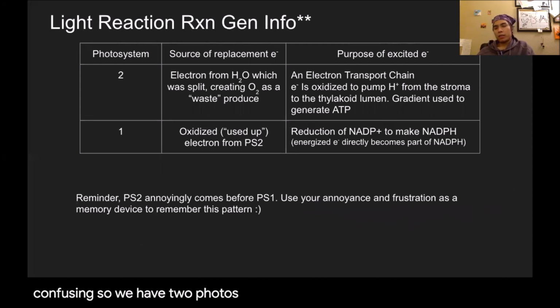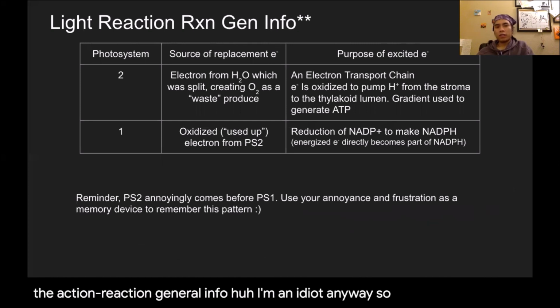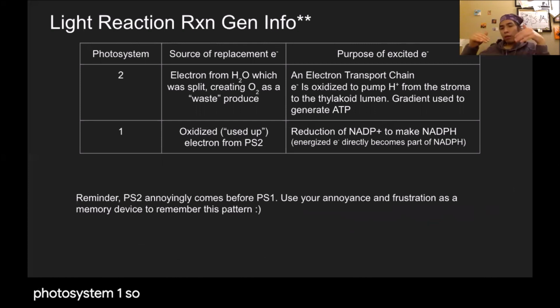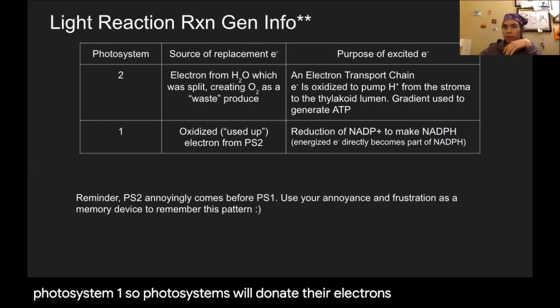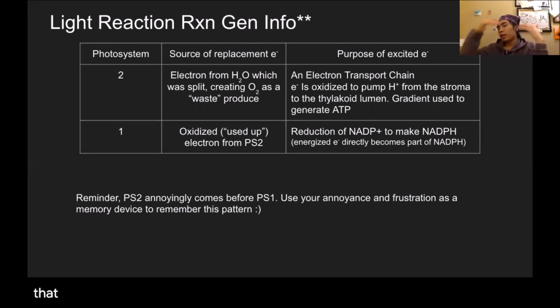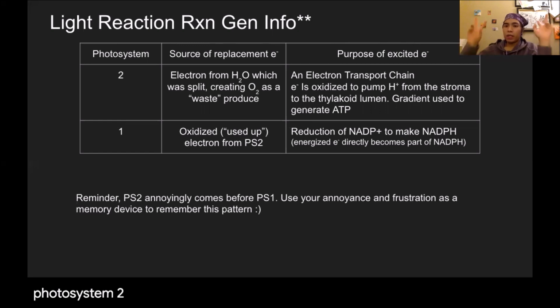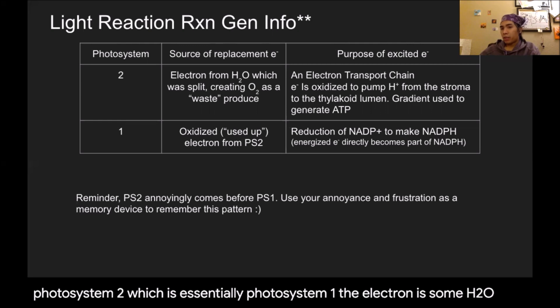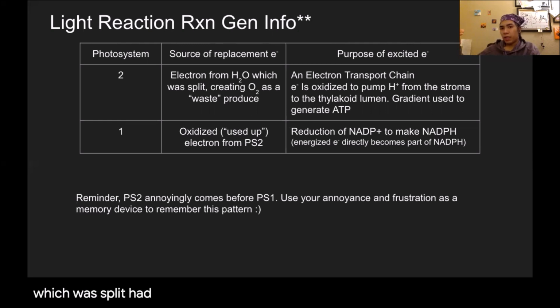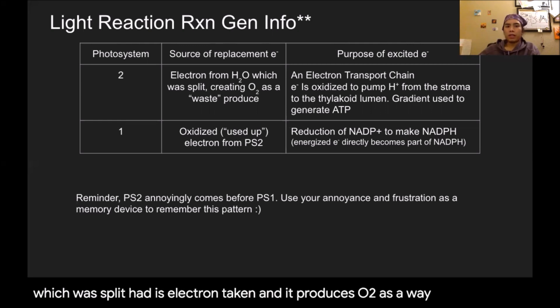We have two photosystems involved with the light reactions. Photosystem 2, photosystem 1. Photosystems will donate their electrons, right? Which means that they need to get the replacement electron from somewhere, right? For photosystem 2, which is essentially photosystem 1, the electron is from H2O, which was split, had its electron taken, and it produces O2 as a waste product.